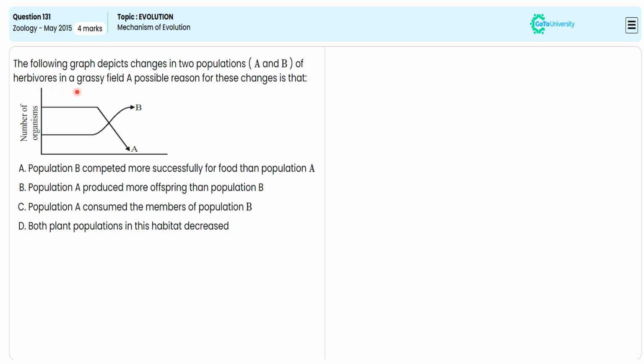In this multiple choice question, from the given options, they are directing us to specify the possible reason responsible for the changes in two populations A and B of the herbivore in a grassy field. For this, let me understand the given graph in detail.